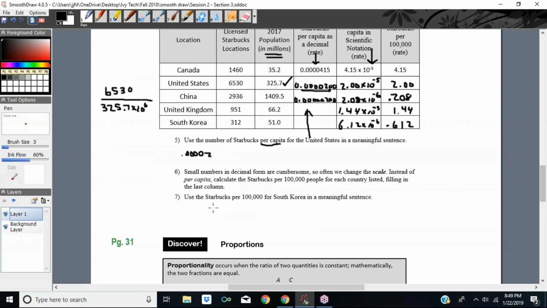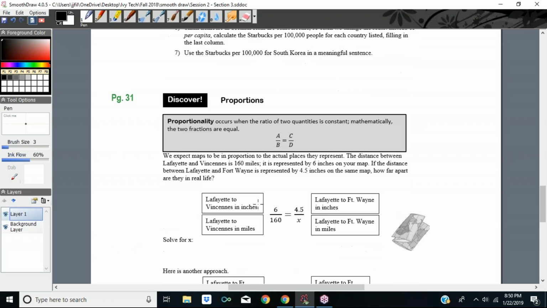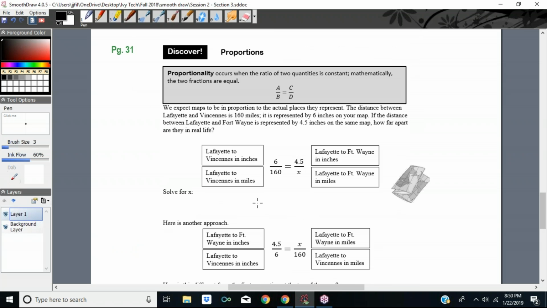And then number 7 says, let's use the per 100,000 in a sentence. So now we wouldn't say per capita, we would say, in South Korea, there were about 0.612 Starbucks for every 100,000 people in 2017, or in 2017, Korea had about 0.6 Starbucks per 100,000 people. That would be our meaningful sentence.